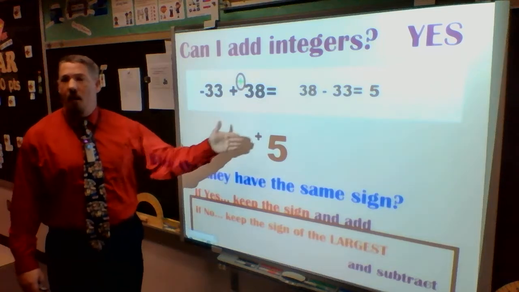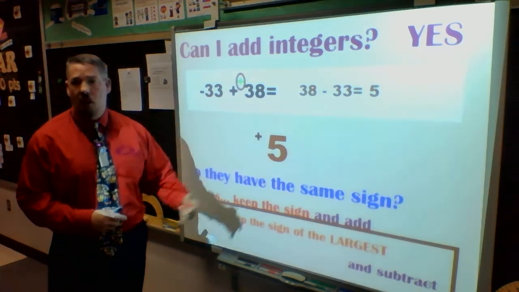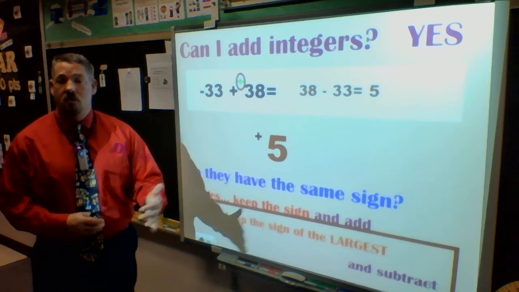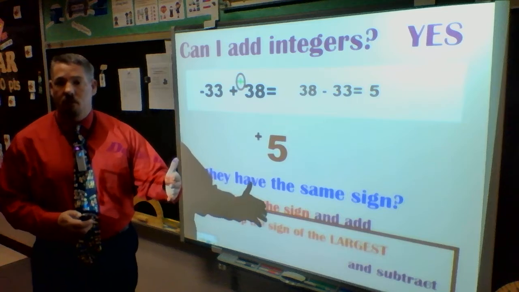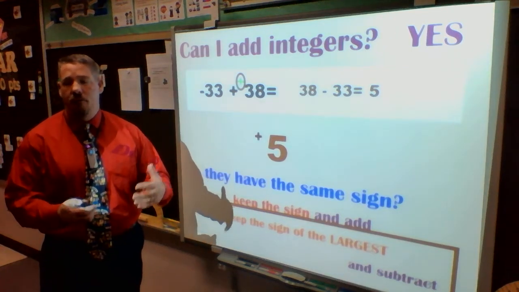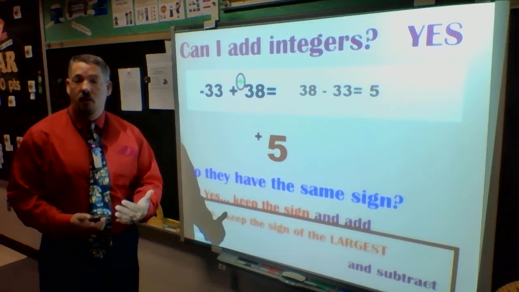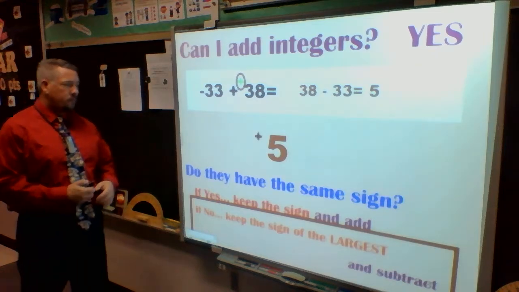Do I have to write positive 5? You don't have to. It's not required. I-Step is not going to count it wrong unless they tell you in the directions, be sure to show a positive or a negative sign with your answer. They haven't done that in several years, so you should be fine with just writing a 5. But if you want to put the positive sign, feel free to put the positive sign. I will never count that wrong on you.